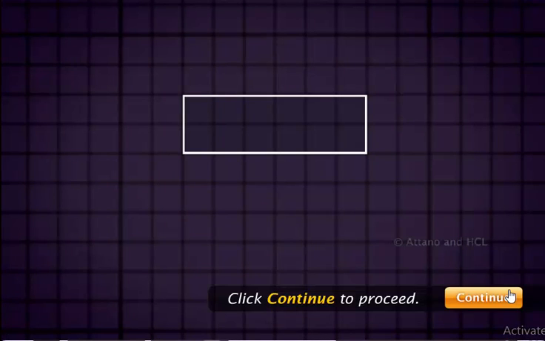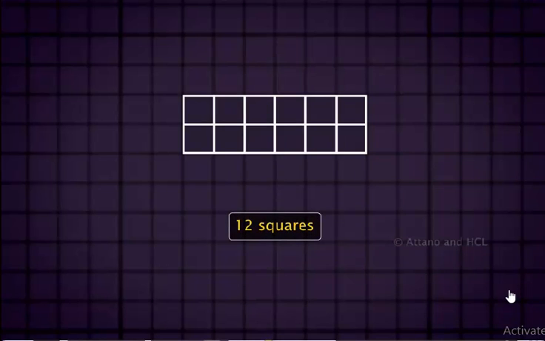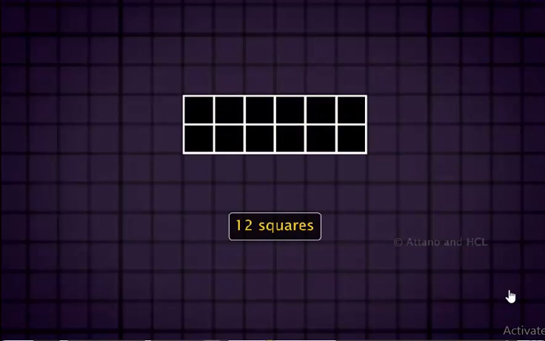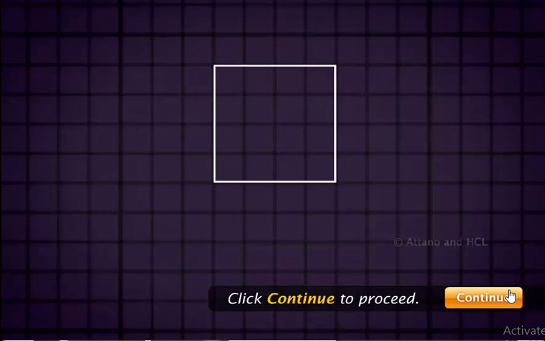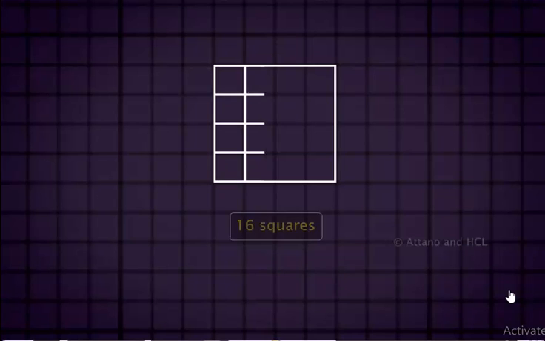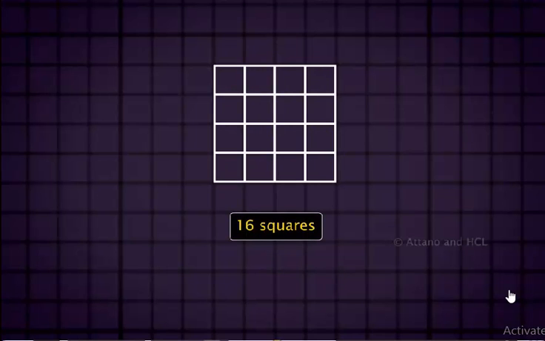Look at this rectangle. How many squares are there in it? There are 12 squares in it. So the area of this rectangle is equal to 12 squares. What about this? How many squares are there in this shape? That's right. There are 16 squares in this shape. It was quite easy to count the number of squares, wasn't it?